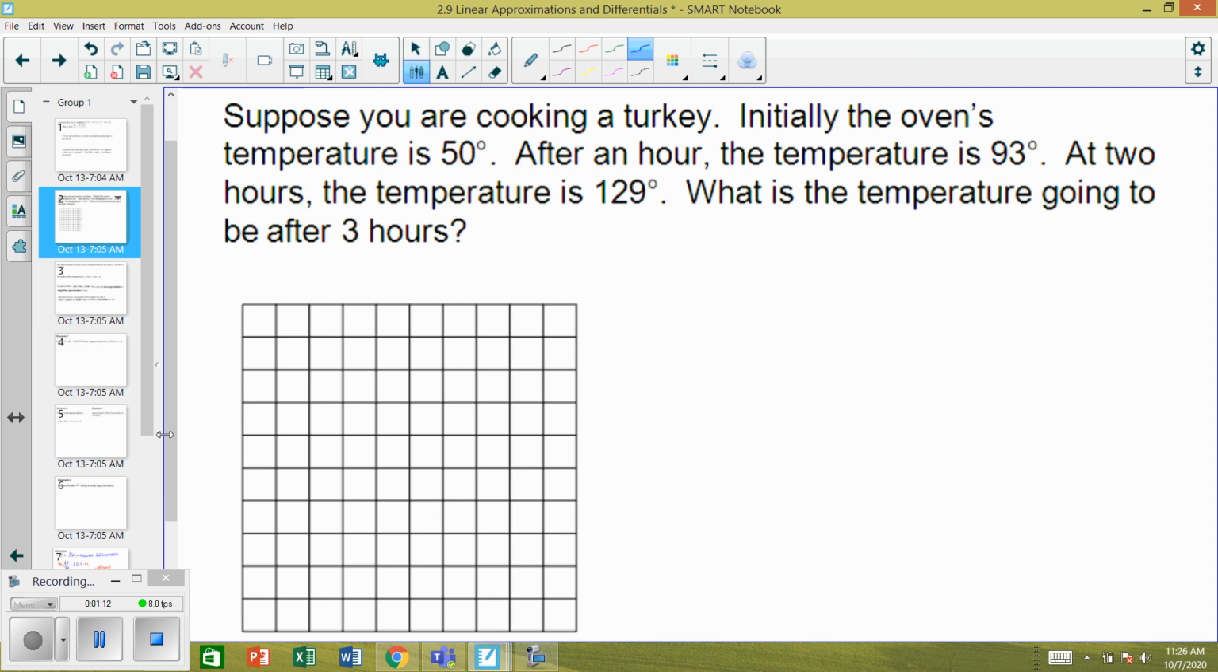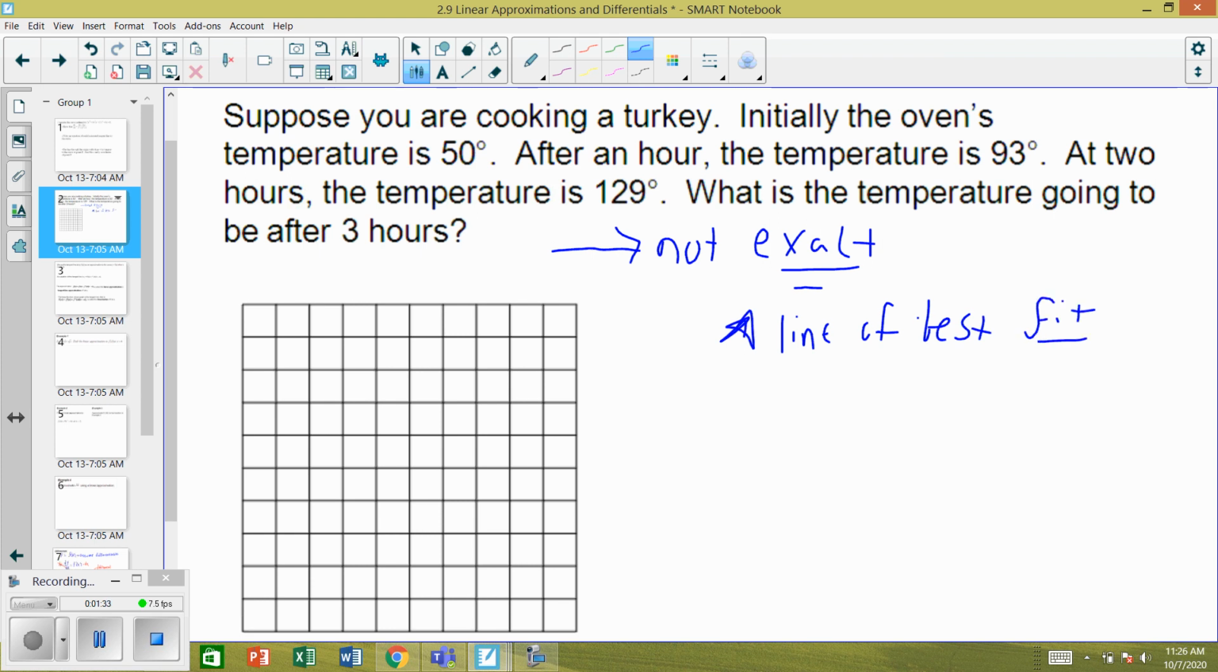The thing with linear approximation is it's just that. It's an approximation. It's not exact. And it's literally using a line to predict it. Okay? You might remember this being along the lines of a line of best fit. You've done linear approximation in that sense of the word way back when. It's not the same. We're using tangent lines now, but it's pretty much doing the same thing.